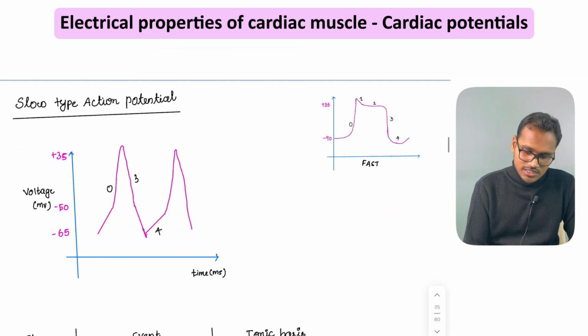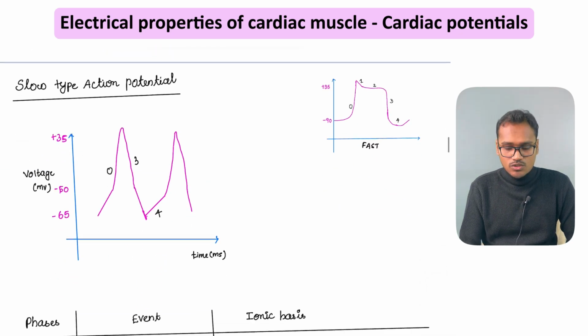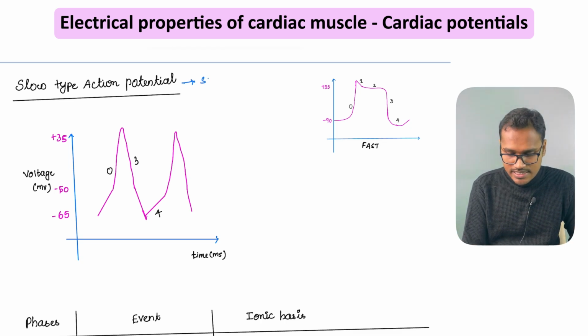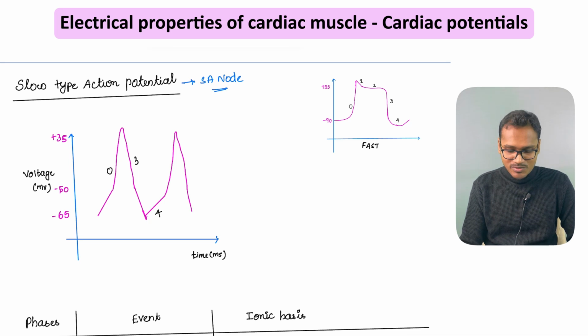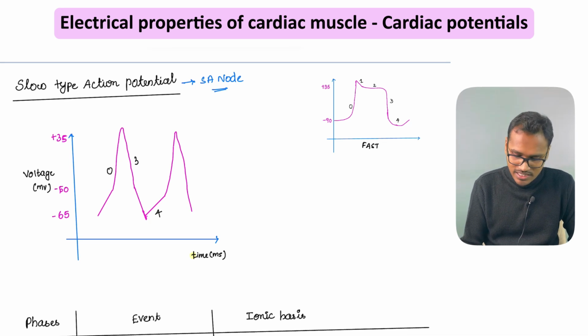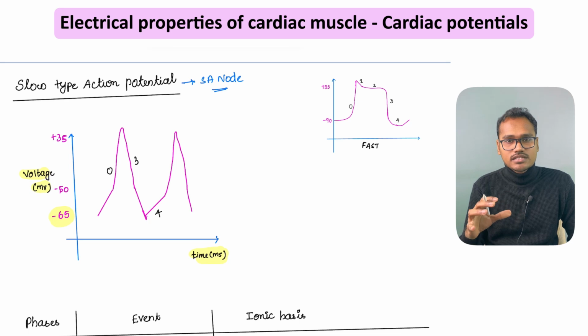Then coming to the next type of action potential, that is the slow type action potential. Where do we see it? This we see in the SA node. And there is a contrasting difference in the diagram itself. By this time you must have noticed it. The time is along the x-axis and voltage is along the y-axis. And here we have drawn minus 65, that is around the range of minus 50 to minus 65. That is where the RMP of the SA node happens.